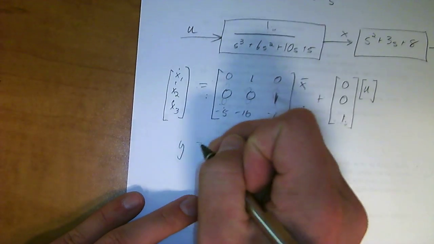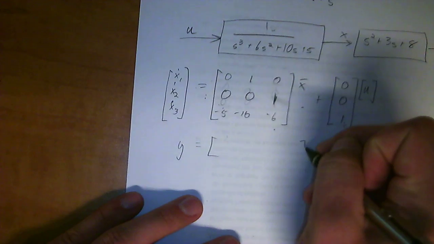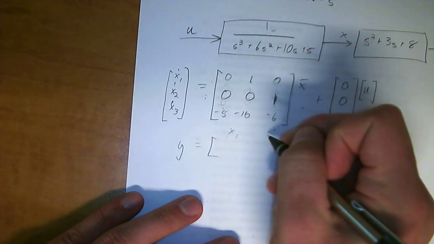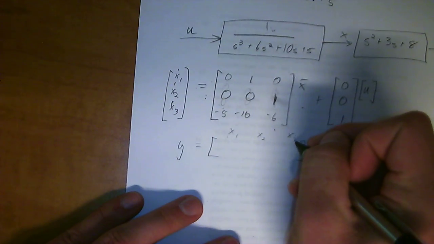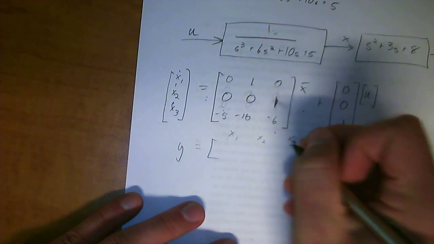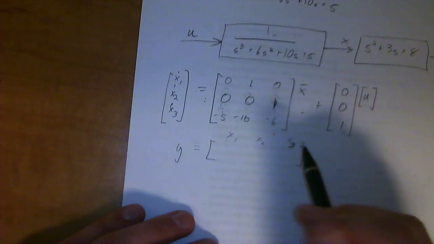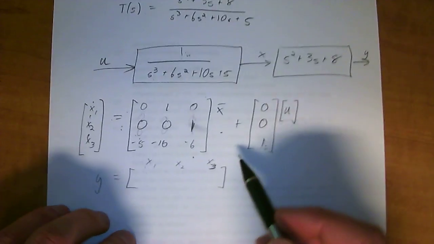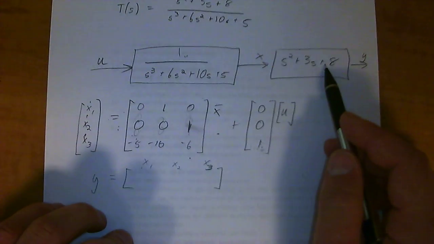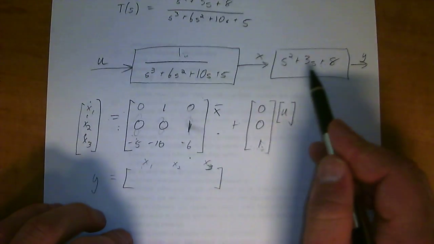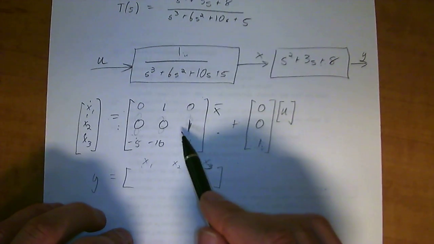But now we have to do the last part of our equation, which is y is equal to a matrix. This is basically x1, x2, x3 values. That was a horrible 3, sorry. And what you do for this is the reverse order of this, all the way up to s squared.